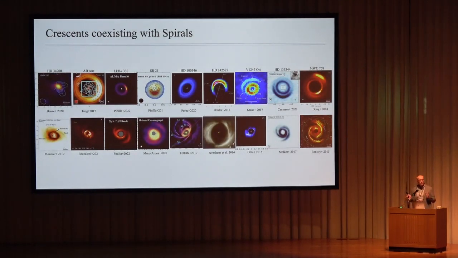There are also interesting things. For example, if you look at spirals and crescents, they seem to coexist. These are 9 objects, and they tend to be massive stars, for the reason I told you before: we tend to look at massive stars because they have large disks. You see a crescent in the millimeter wave, but you see a spiral in the near infrared. I don't know if we understand this, but it seems that depending on what layer you see, you may see different structures.